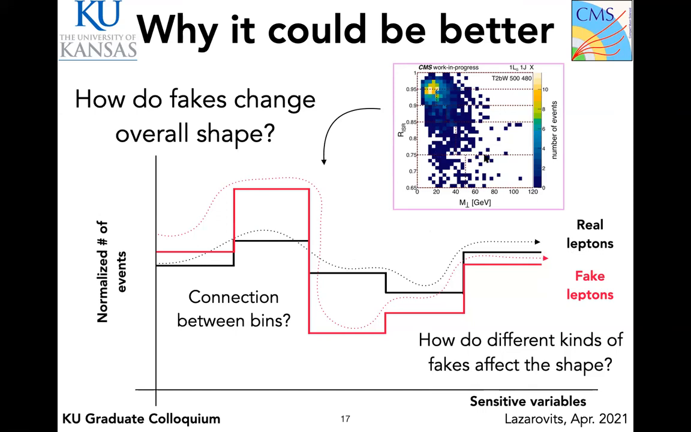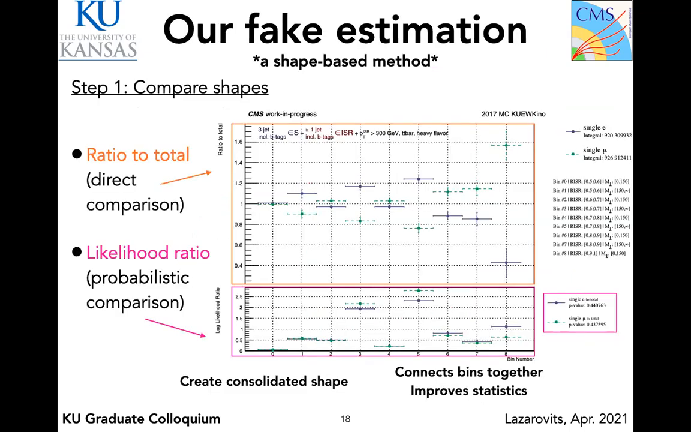You can also see from this two-dimensional histogram that bins that are adjacent to each other should behave more or less similarly. We want to take into account the crosstalk between bins when we look at the shape variations due to fake leptons as well. And then finally, I mentioned previously that we do have a couple of different kinds of fake leptons, and we want to see how these different kinds of fakes affect the shape. Maybe they affect them differently. And so what we're doing in our method, it's a couple of steps.